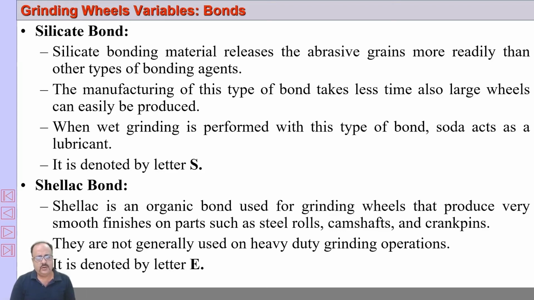Now, shellac bond is an organic bond used for grinding wheels, and it is used for high-speed operations for parts such as steel rolls, camshafts, crank pins, and they are normally not used for heavy-duty grinding operations. It is denoted by letter E.